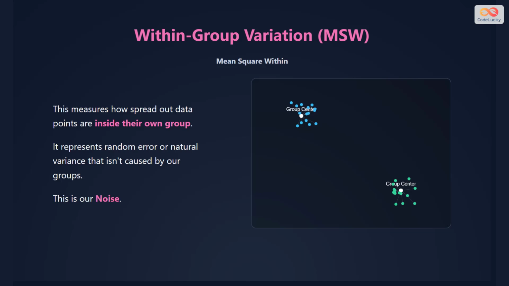Now let's look at the second part, within-group variation, or mean square within, MSW. This measures how spread out the data points are inside their own little groups. This is just natural, random scatter. It has nothing to do with the differences between the groups. This is the noise or the error term. It represents the background static in our data.